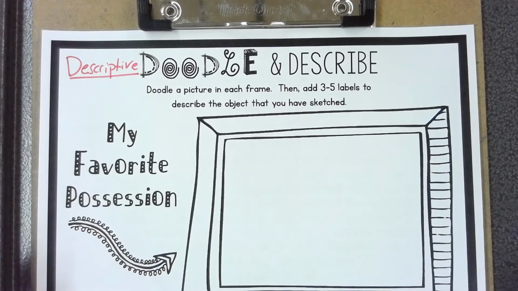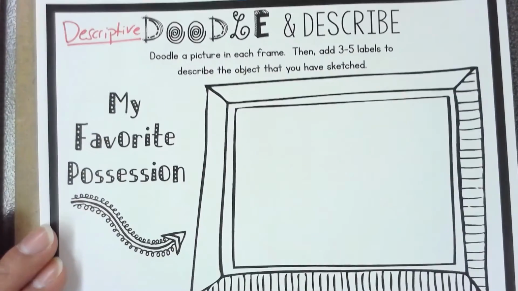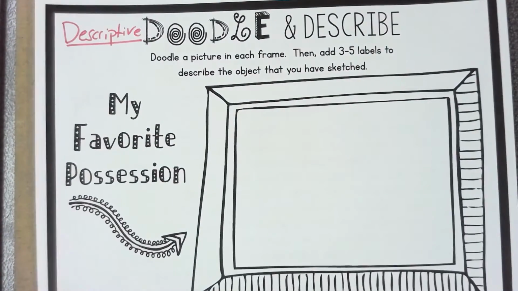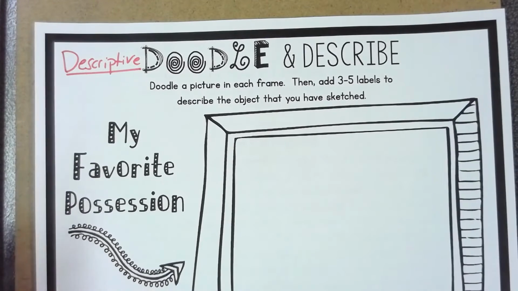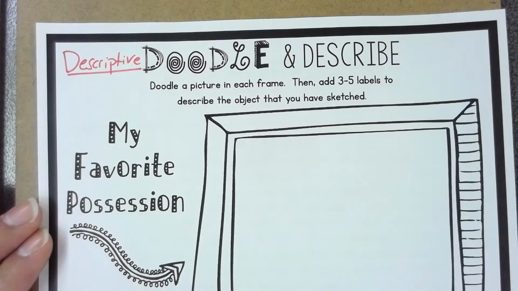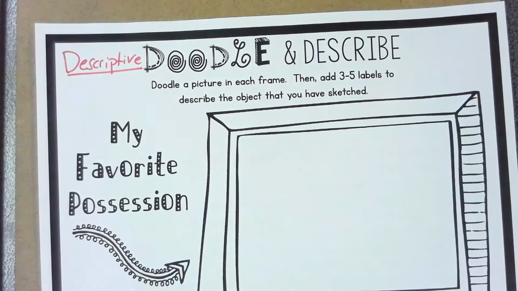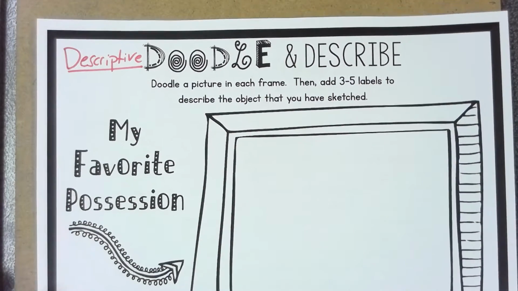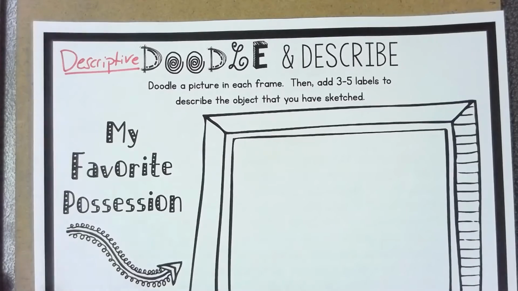So after filling out the descriptive doodle notes, that was your first lesson. The second lesson is going to be applying and practicing using the descriptive text structure. So let's get started. For this lesson, you're going to doodle and describe.